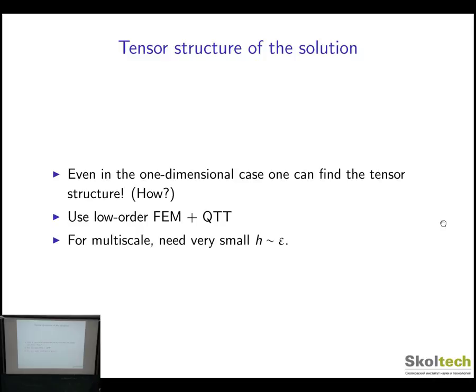But still, in order to resolve the structure with low-order finite elements, like linear finite elements, you need to take a grid size that is at least proportional to, say, delta by 10, right? And of course, if epsilon is equal to 10 to the minus 6, and you have a two-dimensional problem, you get a very small mesh, which you would never be able to compute in full. So you need a sort of compressed representation for that.